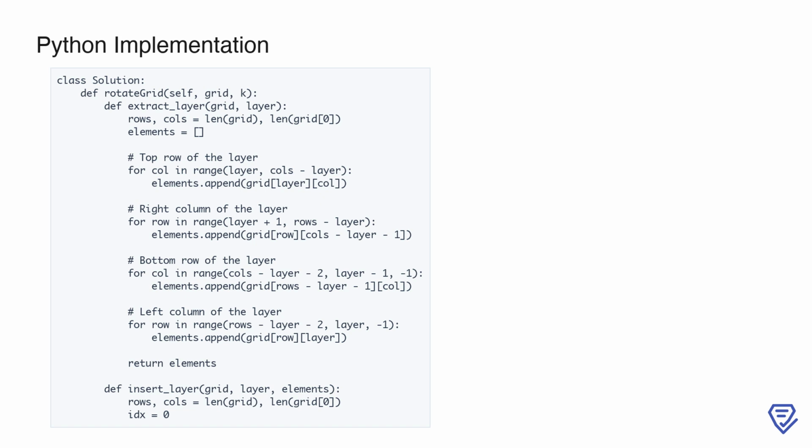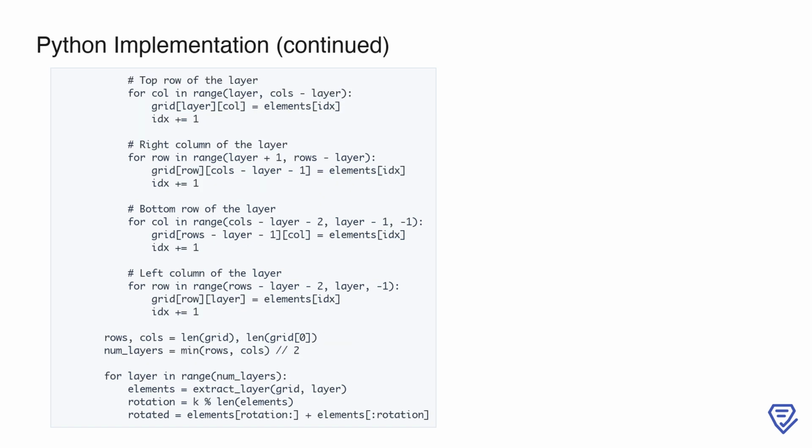To extract these elements, we traverse the top row of the layer from left to right, then the right column from top to bottom, followed by the bottom row from right to left, and finally the left column from bottom to top. This ensures that we capture all boundary elements of the layer in the correct order. The extracted elements are then returned as a list, which will allow us to manipulate them later for rotation.